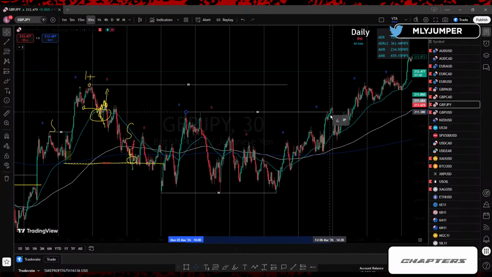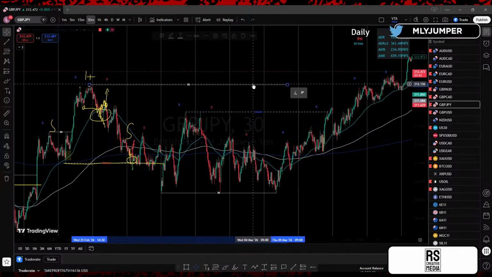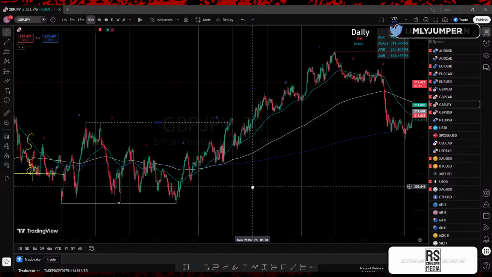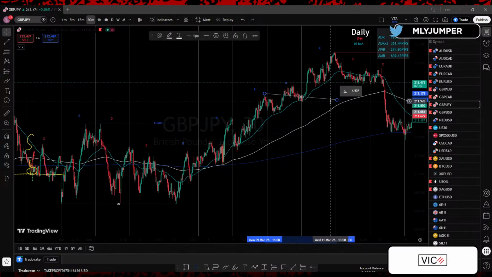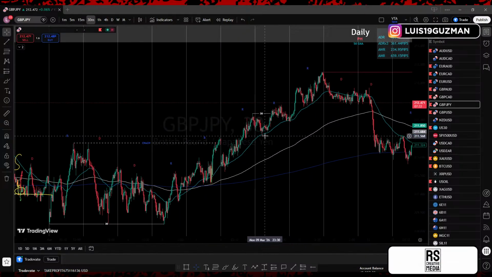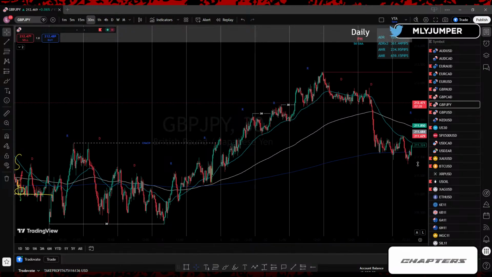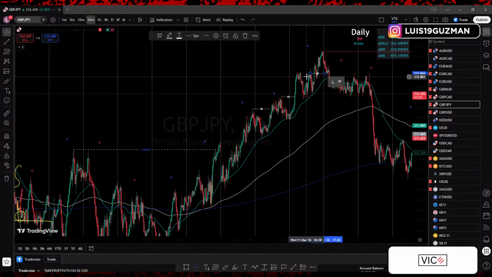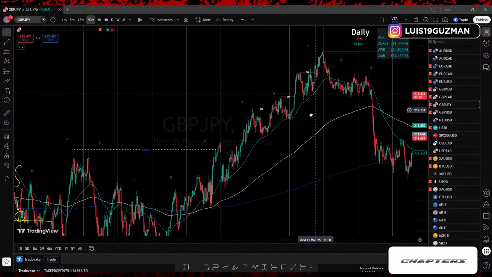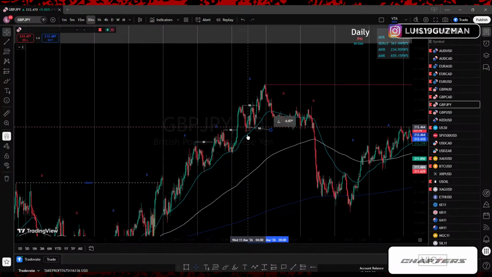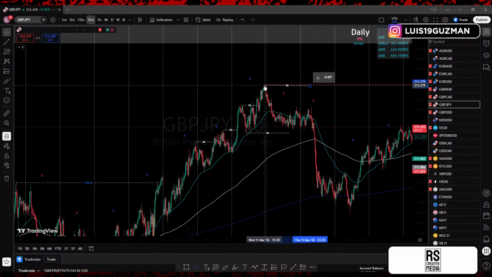Then price gave you that change of character that we had marked up there. Boom. Then price continued. Higher high, higher low, higher high. Same thing, higher low. Then price gave you higher high, higher low. Gave you this high over here.